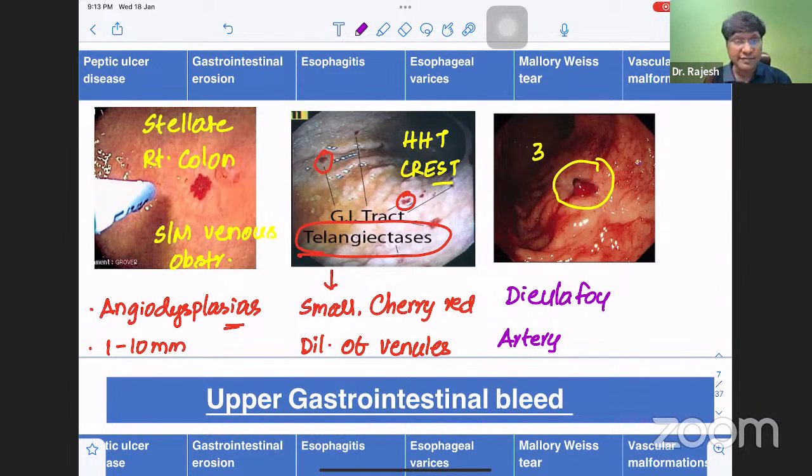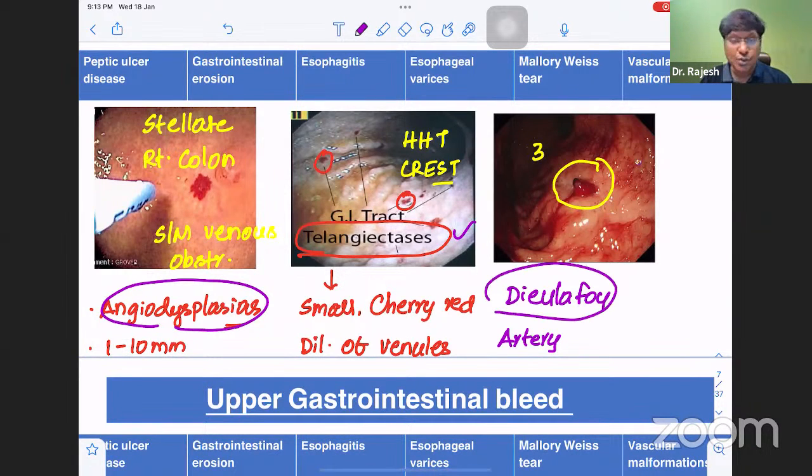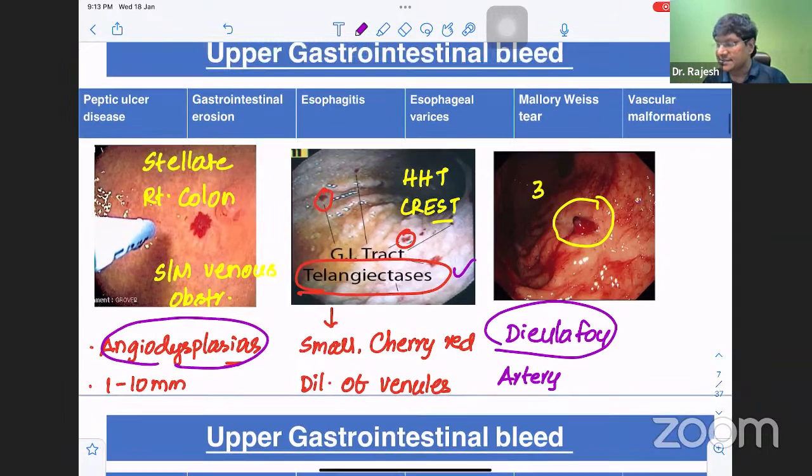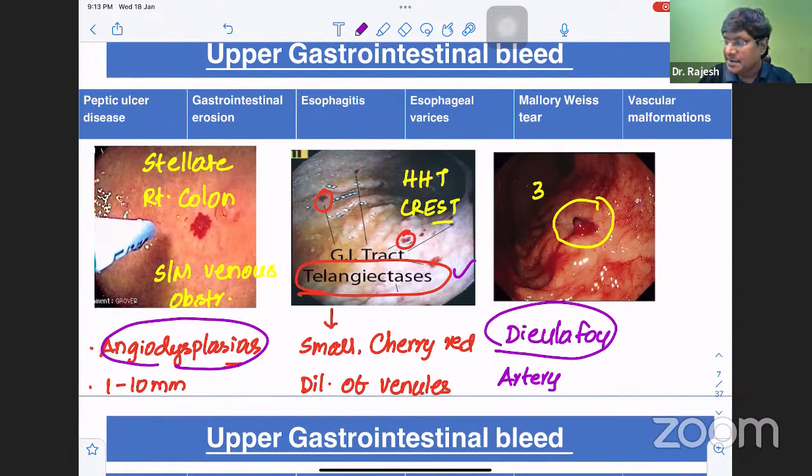So you have to understand that angiodysplasia is in the venous system, a submucosal vein. Even telangiectasia is also a dilatation of the vein, but it is only the Dieulafoy lesion which is a large caliber submucosal artery. So among these three vascular malformations, the one of arterial origin is the Dieulafoy lesion. So these are the causes for the upper gastrointestinal bleed. But out of all these, which is the most common cause? That is peptic ulcer disease. Which is the least common cause?